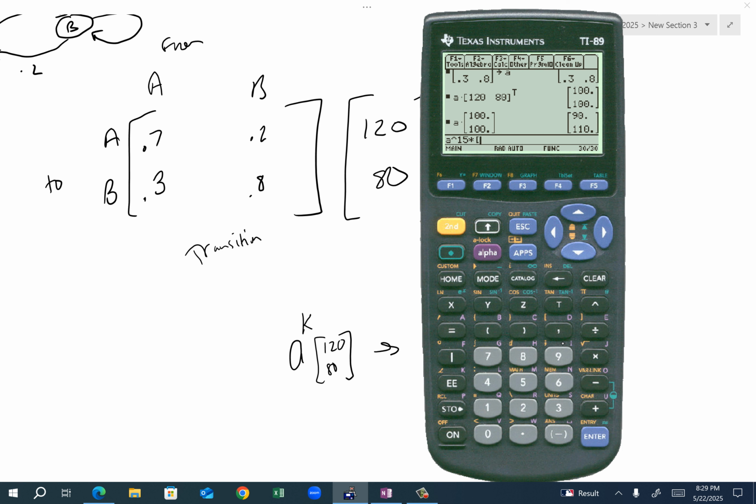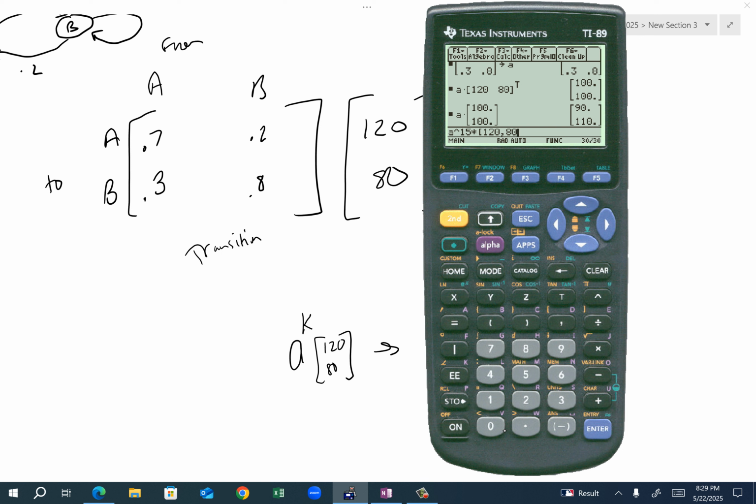Times, brackets rather, 120, 80. And again, we're starting off with that initial 1 because that's all that counts. That's all that matters. And so there you go. Eventually, we're going to get back to... I don't know what just happened. Where did the T come from? Oh, that's right, transpose. Yeah, and so basically when you get back to it, you'll get back to 80 and 120. It's shifting completely the opposite direction.